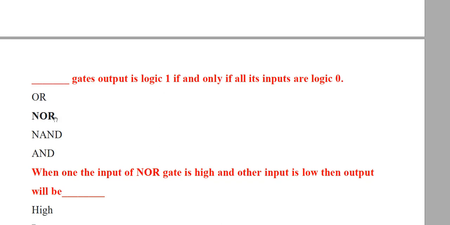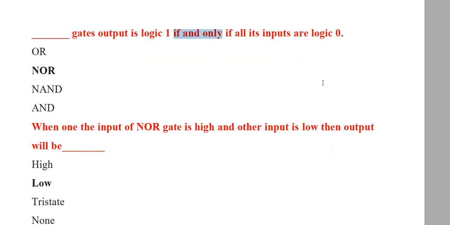For a NOR gate, for 0 0, the output is 1, else the output is 0. Yes, you have to keep this in mind. It is said that the output is 1 if and only if all the inputs are logic 0. If and only means for that condition only, that singular condition.